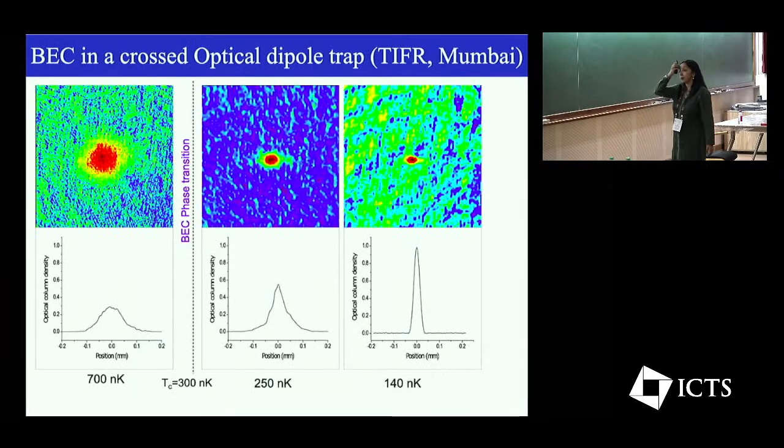So this is a signal from our Bose-Einstein condensation experiment at TIFR Mumbai. Here you can see a broad thermal profile above the BEC transition temperature. And at the BEC transition temperature, we see a coexistence of the thermal profile and the Bose-Einstein condensate. And at very low temperatures, much below the BEC phase transition, we see a pure Bose-Einstein condensate.